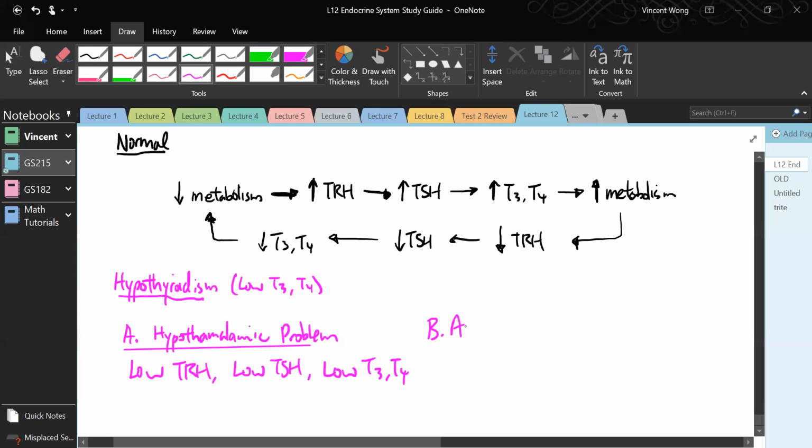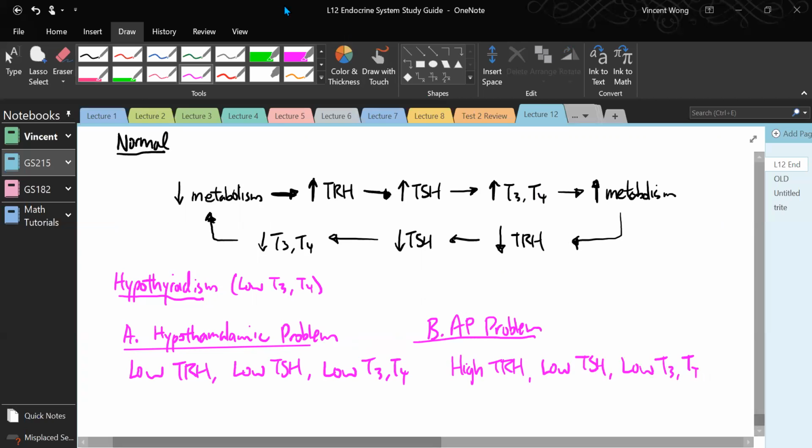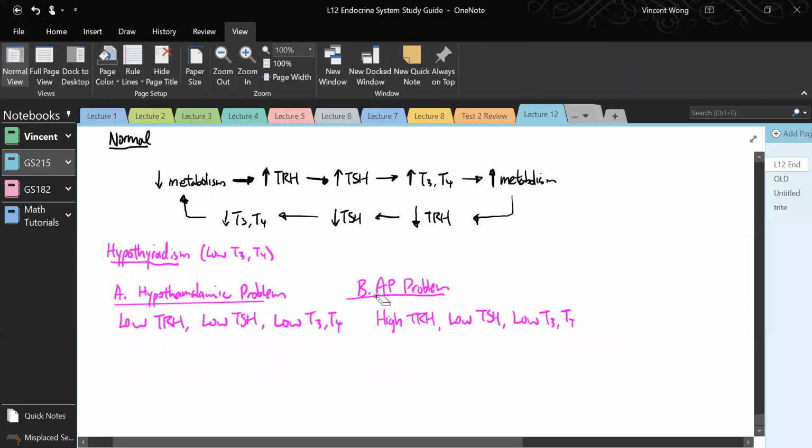Situation B, what if it's anterior pituitary problem? Okay, so that means your hypothalamus is fine, your metabolism is low, then your hypothalamus is going to release TRH. But then your anterior pituitary gland is not responding. It's not being able to make the TSH. So this is where the chain is broken. So you would expect to have low TSH and low T3, T4, despite you have high TRH.